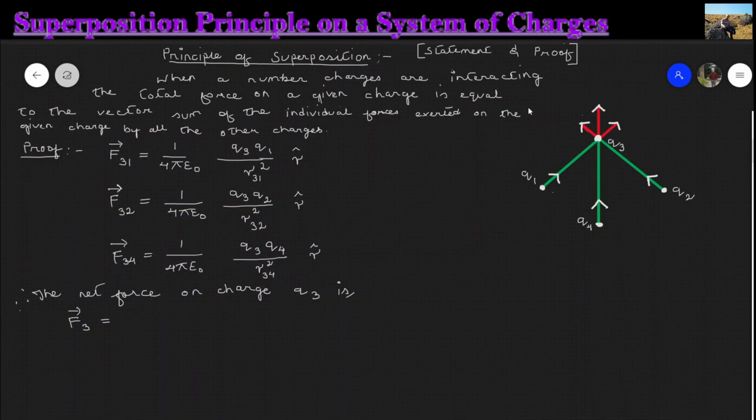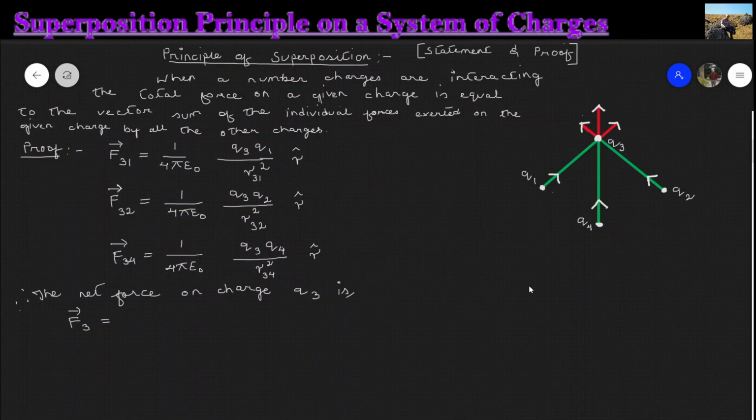Now, when we have this system of charges and we apply Coulomb's law, we can find the force of interaction between Q1 and Q3, between Q2 and Q3, between Q4 and Q3, and so on. We have already dealt with Coulomb's law of electrostatics, where the formula for this force, the force between Q1 and Q3, is given by F31 = 1 by 4 pi epsilon naught, Q3 Q1 divided by R31 whole square.